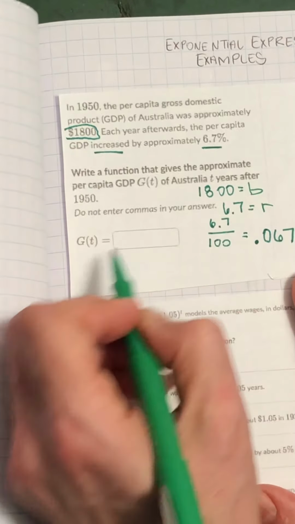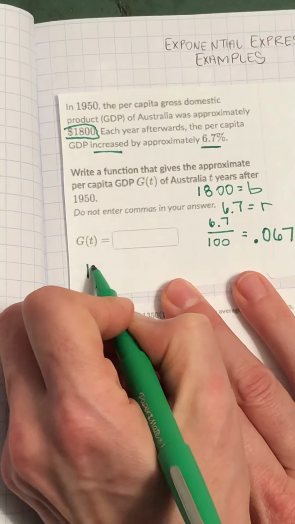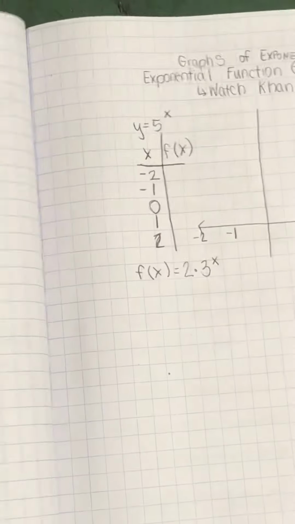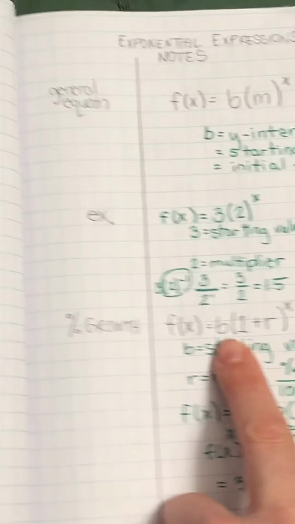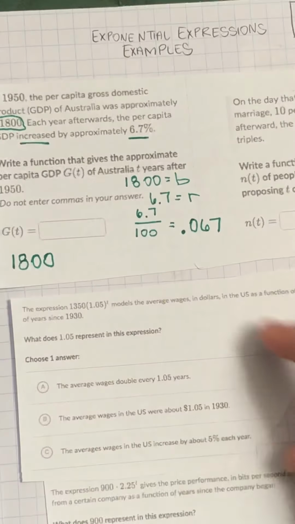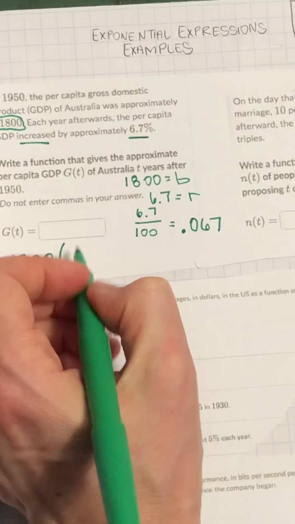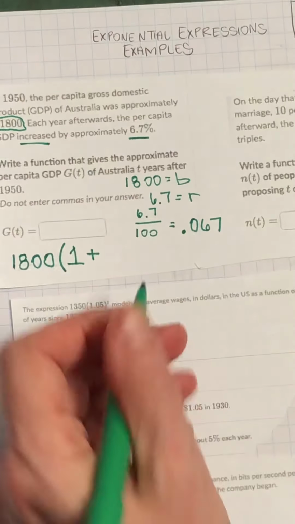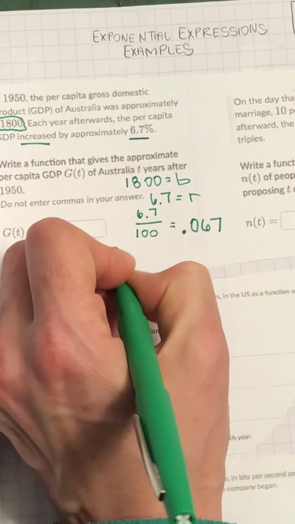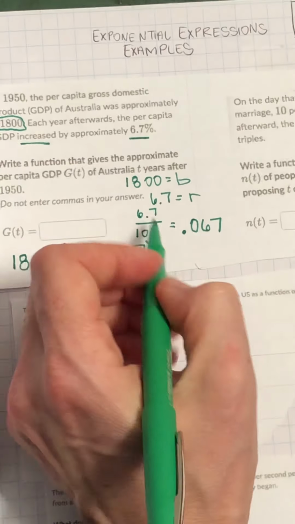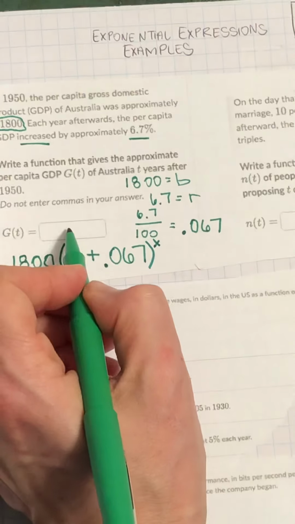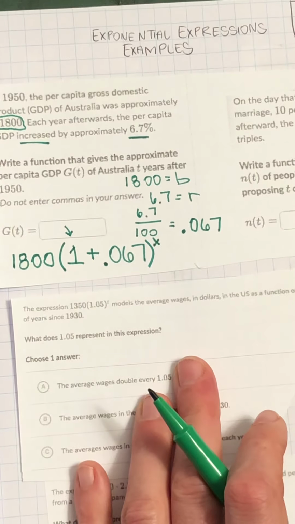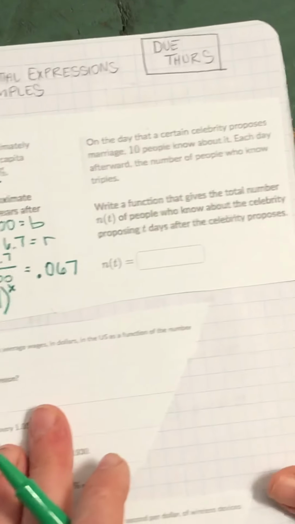So here, you can type it in the box, but I'm going to say my starting value. So it's going to look like this one in my notes. Times the quantity, 1 plus, because it increased, my percentage as a decimal, to the power of x. So that's what goes in here. Let's go to the next one.